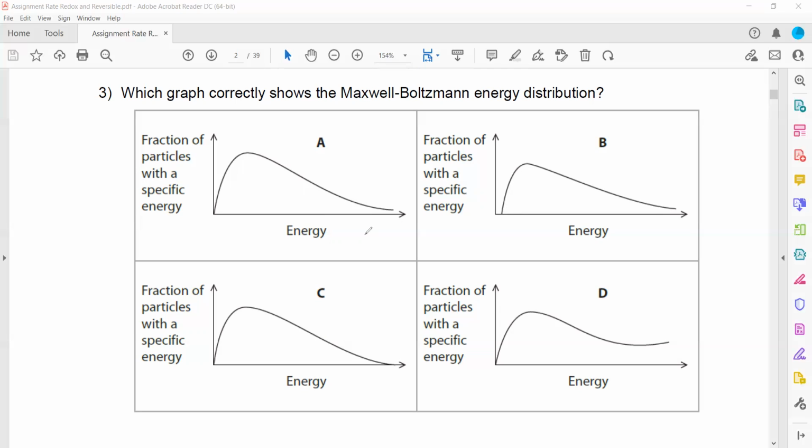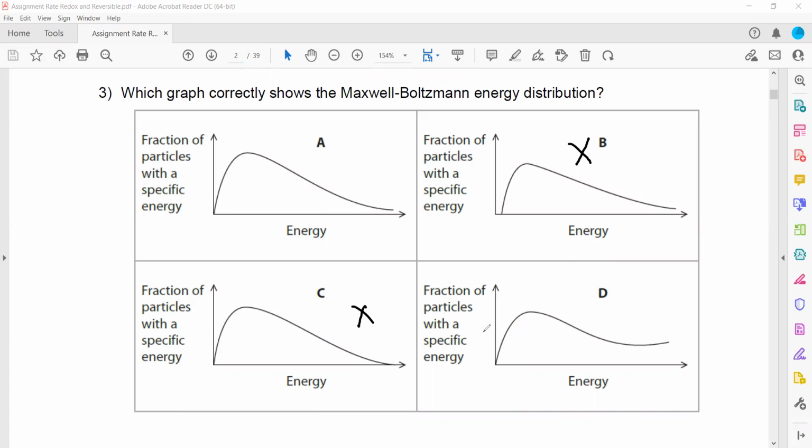Whenever this graph is starting, it should start from the beginning, because when no particles are there, they will have no energy. So it cannot be B. Then the second thing, the graph should not touch the x-axis. Why? Because if it touches the x-axis, we limit the maximum energy, but we cannot limit the maximum energy. The particles can have any energy, so there is no maximum value of the energy which the particle can have. So that's why C cannot be an answer.